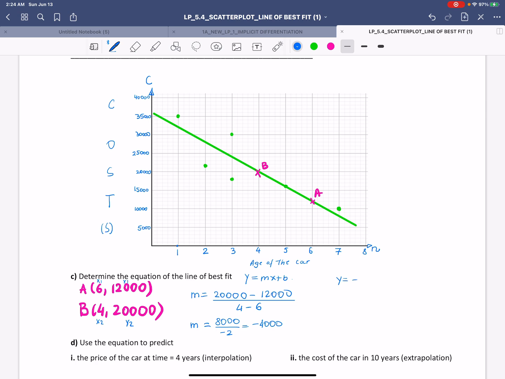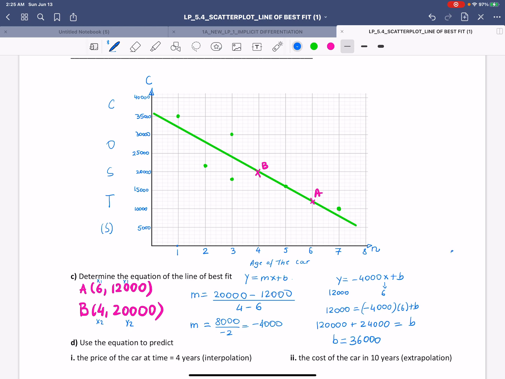How about the y-intercept? For this, we're going to use either point. I'm going to use point A, x equals 6, and y equals 12,000. And I find that we have 12,000 equals negative 4,000 times 6 plus b, which is 12,000 plus 24,000, because then that minus will come to the left positive, and that will be 36,000.